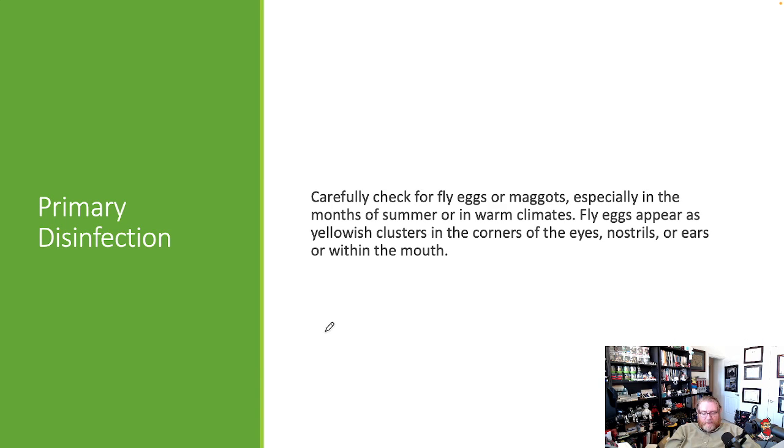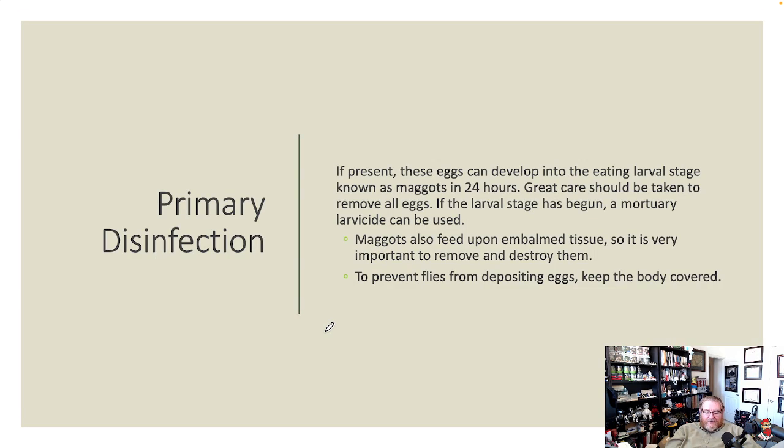Carefully check for fly eggs or maggots, especially in the months of summer or in warm climates. Fly eggs appear as yellowish clusters in the corners of eyes, nostrils, or ears, or within the mouth. If present, these eggs can develop into the eating larval stage known as maggots in 24 hours. Great care should be taken to remove all eggs. If the larval stage has begun, a mortuary larvicide can be used. Maggots also feed upon embalmed tissues, so it is very important to remove and destroy them.